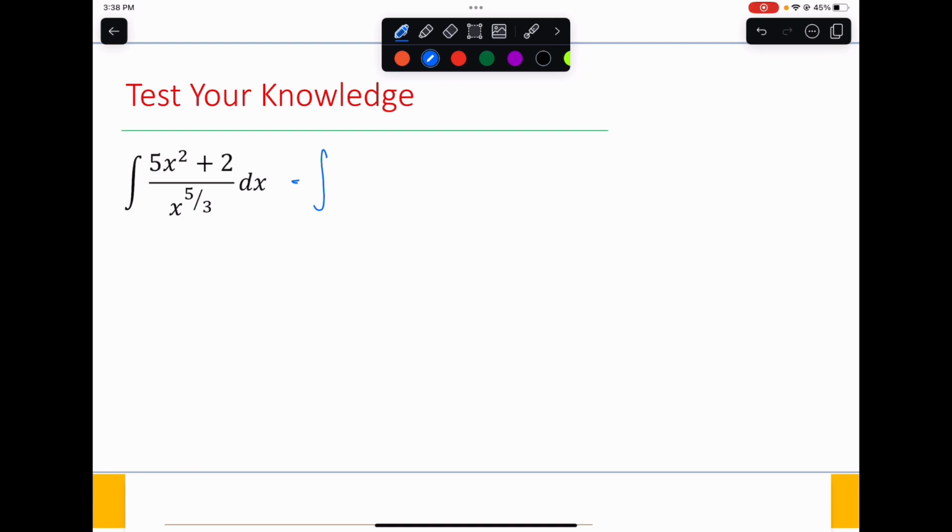So I can regroup this one into 5x squared all over x raised to 5 over 3, and the other one, plus 2 all over x raised to 5 over 3, and multiply it with dx. Once you are done, we need to perform the operations involved.